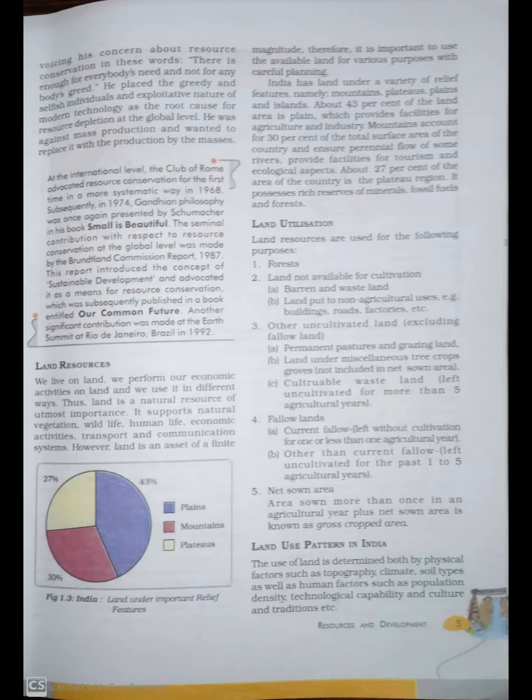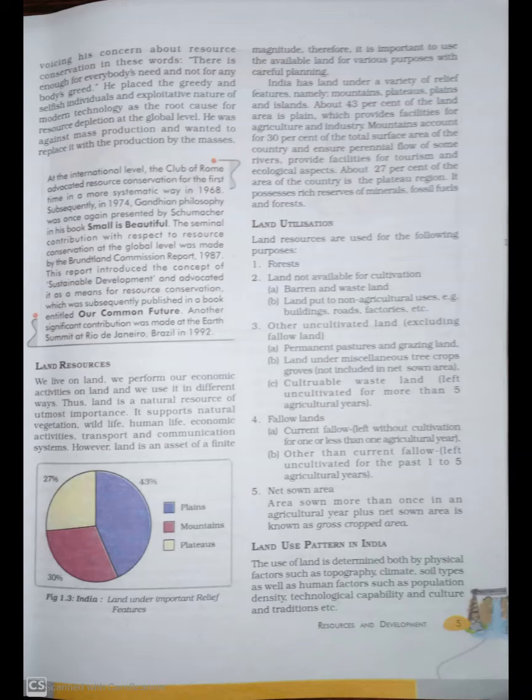At the international level, the Club of Rome advocated resource conservation for the first time in a more systematic way in 1968. Subsequently, in 1974, Gandhian philosophy was once again presented by Schumacher in his book Small is Beautiful.